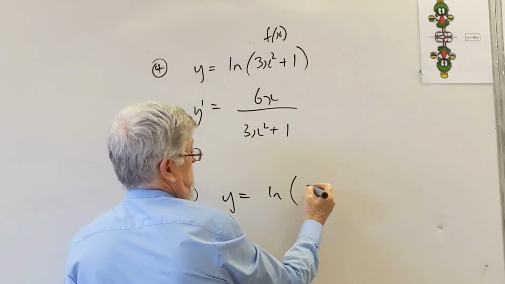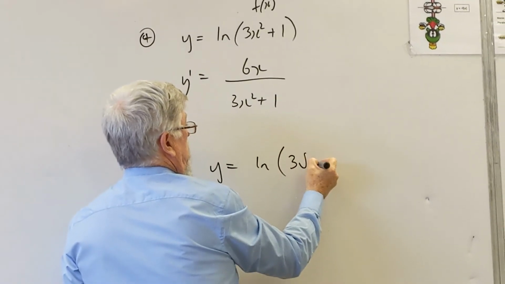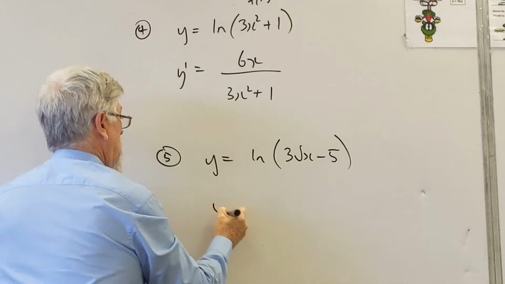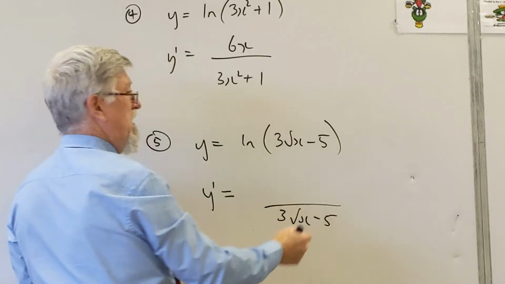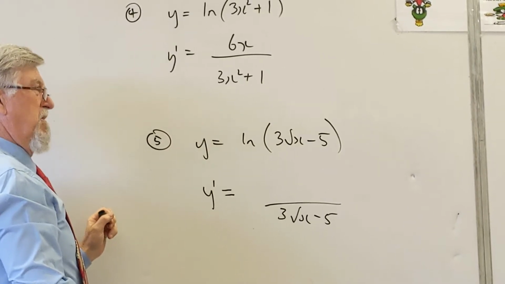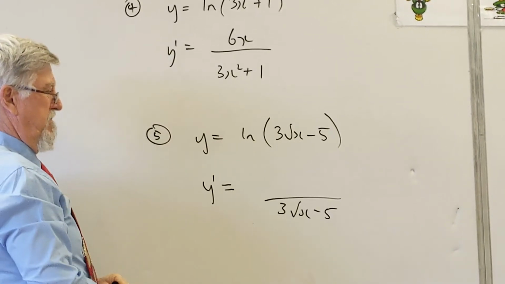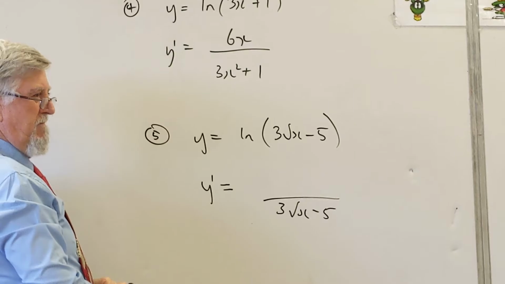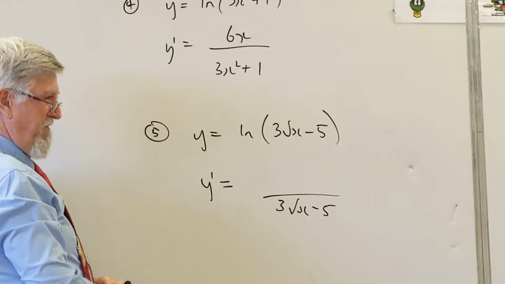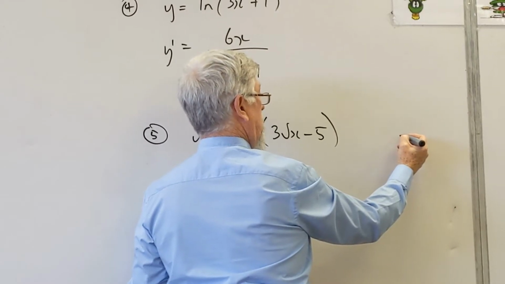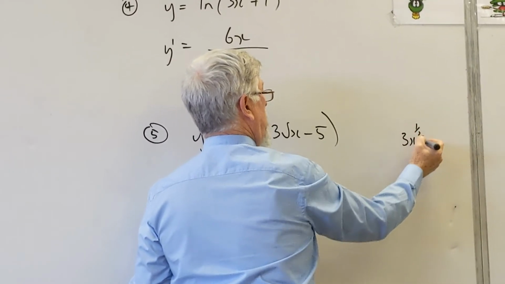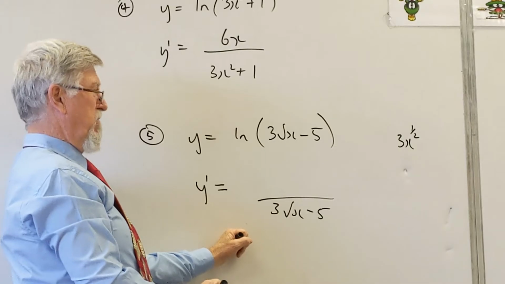Make up another one. The ln of something stupid like, I don't know, 3 root x minus 5. Put it on the bottom, times the derivative of the inside, which is a bit annoying: negative 3 on 2 root x. Let's do it slowly just in case. So what have we got? Negative 3x to the half. If I was differentiating that, what is that?